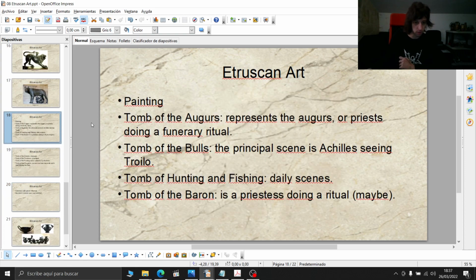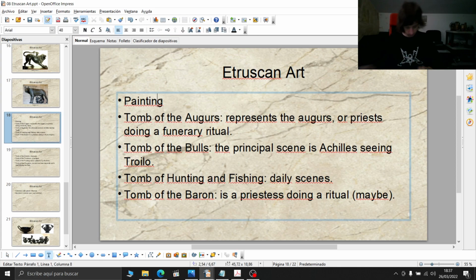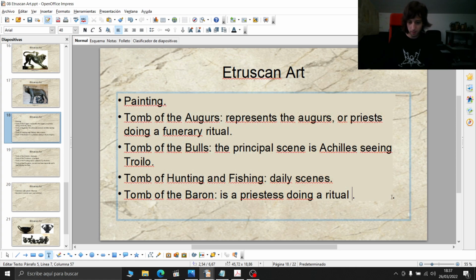Okay, next one. Painting. Tomb of the Augurs represents the augurs or priests doing a funerary ritual. Tomb of the Bulls, the principal scene is Achilles seeing Troilus. Tomb of Hunting and Fishing, daily scenes. And Tomb of the Baron is a priestess doing a ritual, maybe. It is probably a priestess doing a ritual.